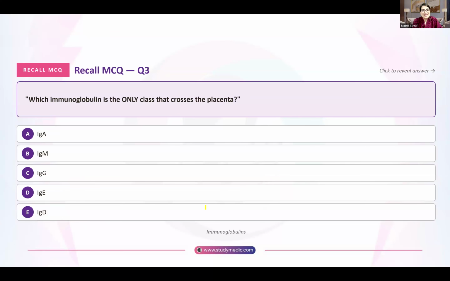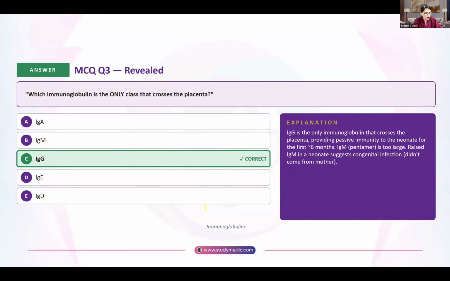Which immunoglobulin is the only class that crosses the placenta? And I feel from the past few exams that no exam is without this question. This is such a simple, easy question, nothing to be worried much about, but still it is frequently tested. So which immunoglobulin is the only class that crosses the placenta: IgA, IgM, IgG, IgE, or IgD? And we all know that this is IgG.